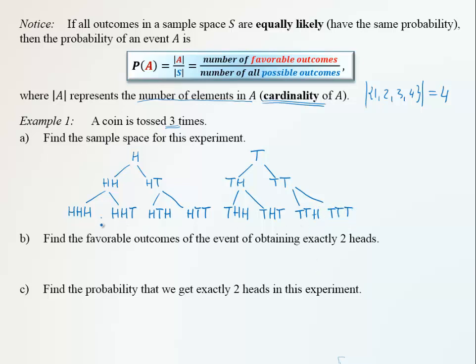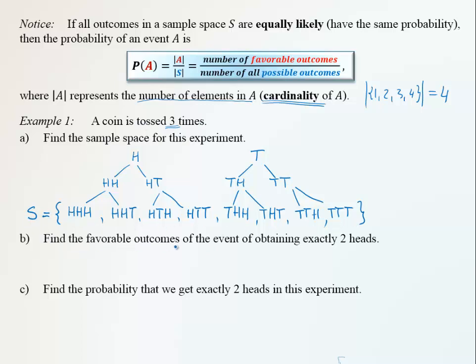So this way we have 1, 2, 3, 4, 5, 6, 7, 8 possible outcomes. That's our sample space. After 3 times tossing a coin, we can end up with this kind of outcomes.